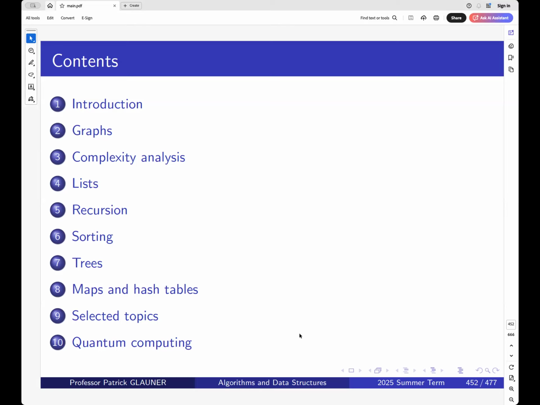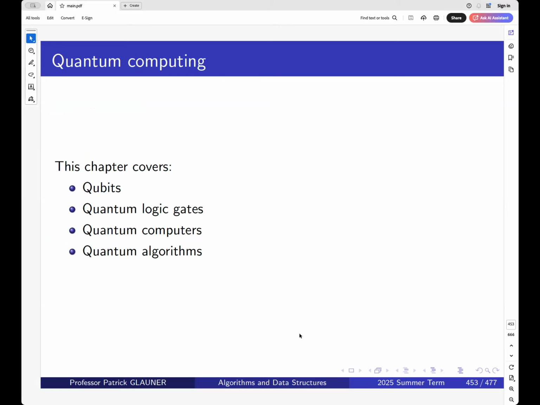But today we are looking at some cutting edge topics around algorithms and data structures, concretely quantum computing. Quantum computing comes with the promise of solving certain computational problems substantially faster, and faster not in terms of a constant factor, but certain problems can be solved with a quantum computer in a better complexity class.